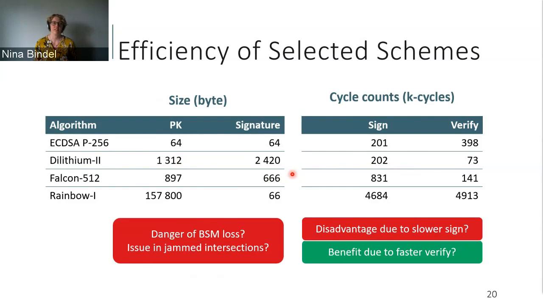So the question is, do we have a danger of losing BSM packets, and might that be an issue in certain scenarios, such as a jammed intersection? On the other hand, Falcon and Rainbow, for example, do have a slower signing algorithm, which might also lead to disadvantages. But then remember, verification was very important. And here the two lattice-based signature schemes are actually much faster than ECDSA. So maybe there's actually another benefit in using post-quantum algorithms.